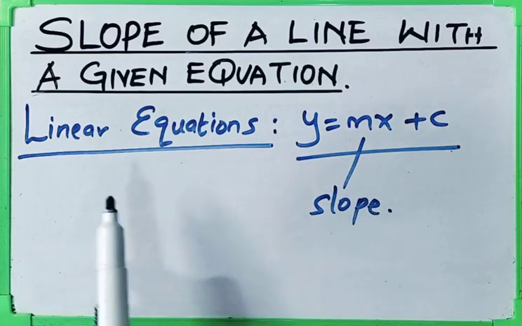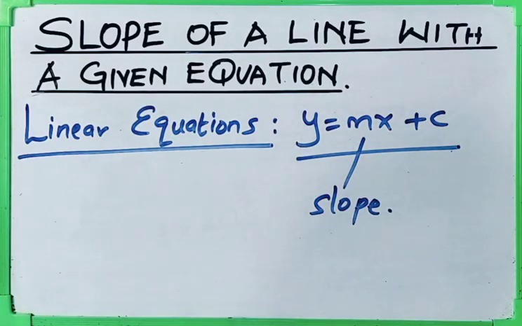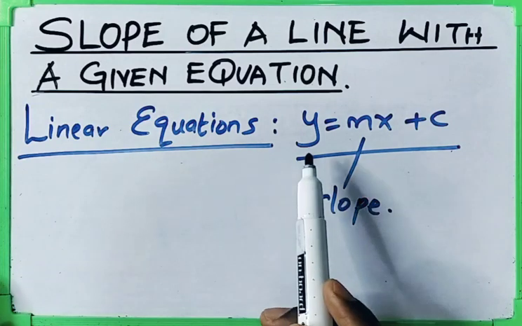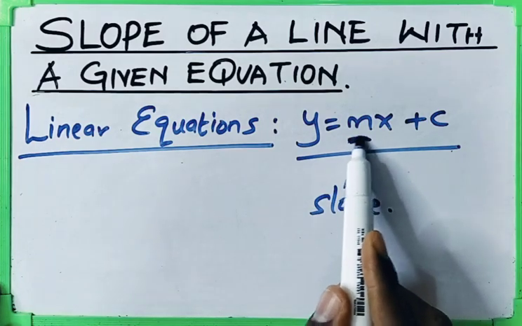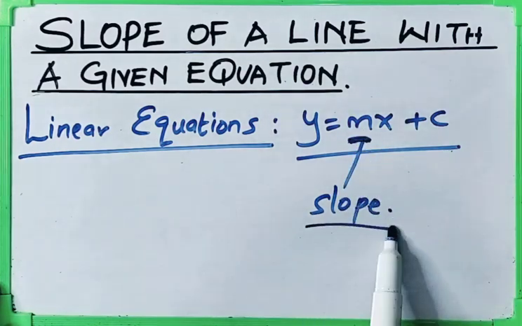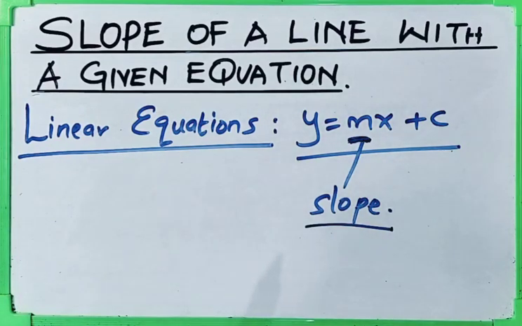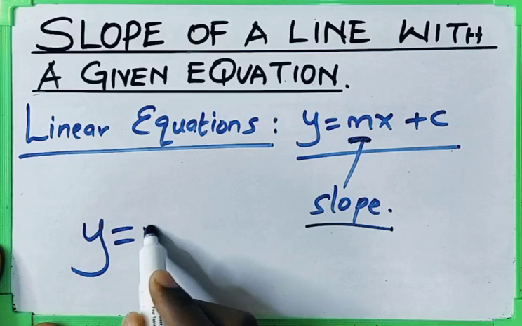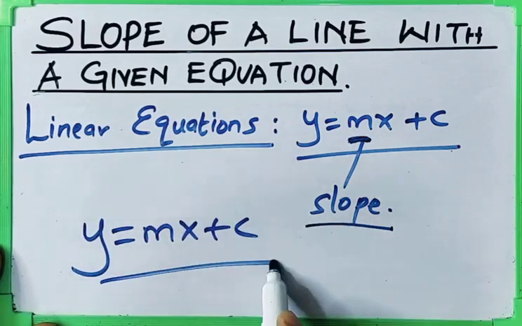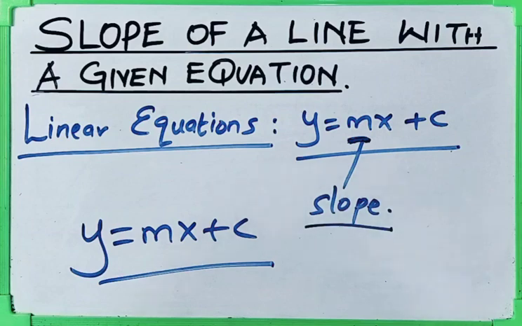Relationship between slope and an equation of a line. Now, linear equations, these are equations of straight lines, and they are written in the form y is equal to mx plus c, where m, which is the coefficient of x, is the slope. So anytime you have an equation of a line, it is very easy to extract the slope from it, especially if you have written that equation of that line in the form y is equal to mx plus c. So let us go to our example and see what the problem required us to do.